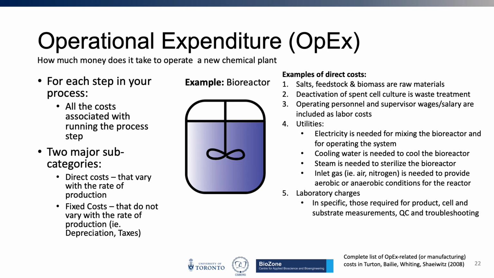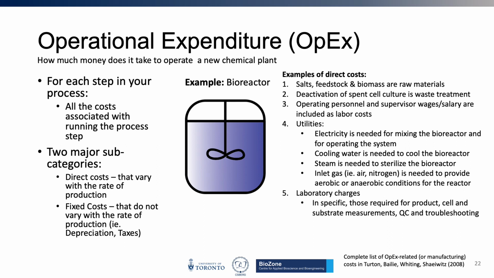Some examples of direct costs include salt, feedstock, and biomass, which are raw materials; the deactivation of the spent cell culture coming out of the bioreactors, which is basically waste treatment; and operating personnel and supervisor wages and salary, which are included as labor costs.